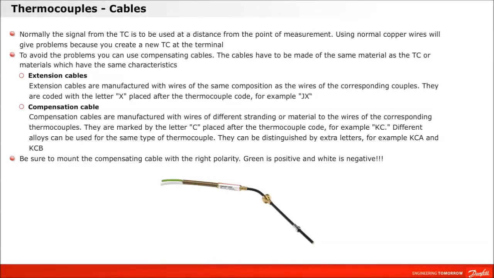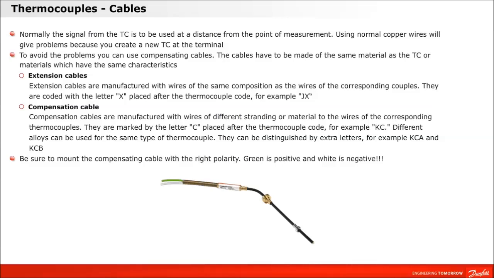As mentioned previously, thermocouples require the use of special installation cables. Normally, the signal from the thermocouple is located at some distance from the point of measurement. Using normal copper wires will give problems because you create a new thermocouple junction at the connection of the copper wire and thermocouple wire. To avoid the problems, you must use compensating cables. The cables have to be made of the same material as the thermocouple or materials which have the same characteristics.